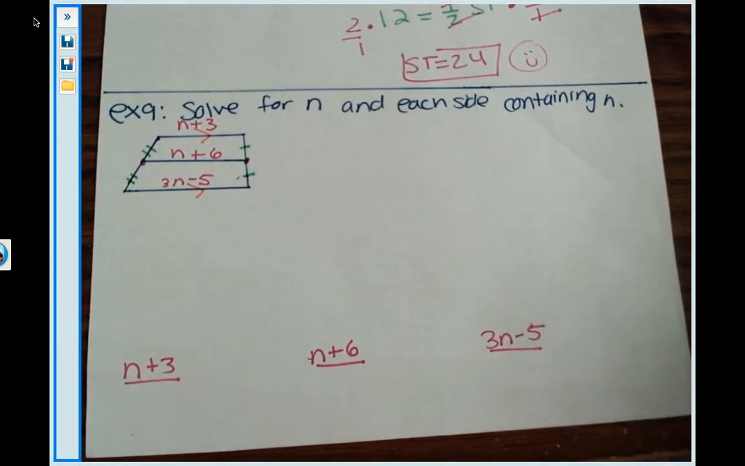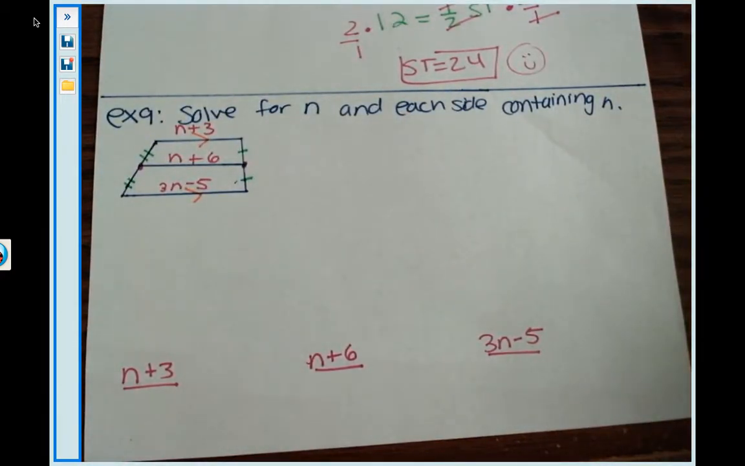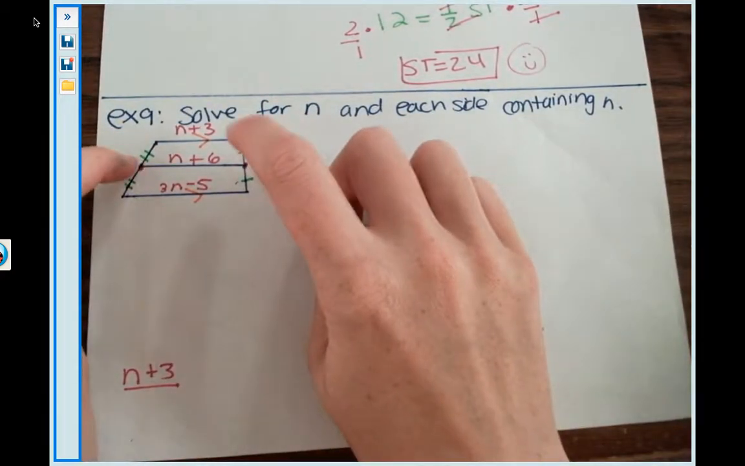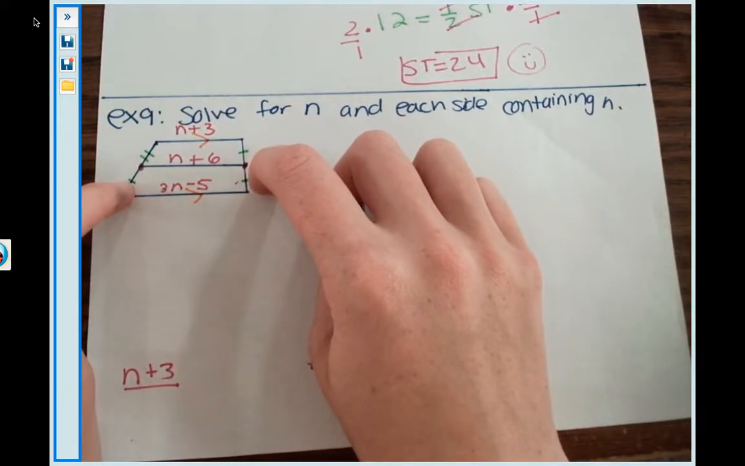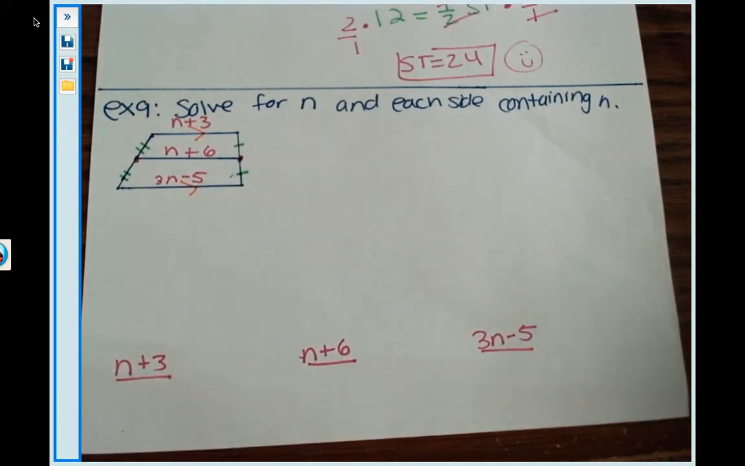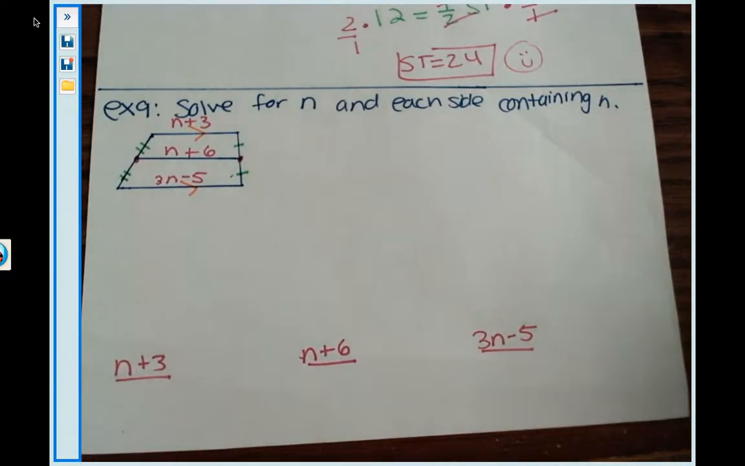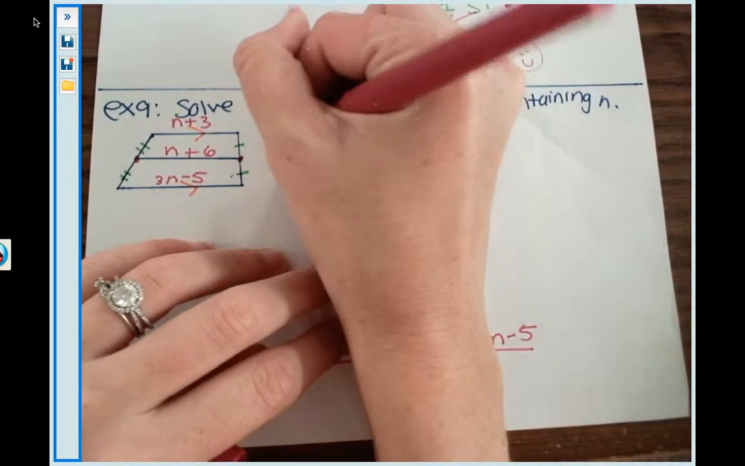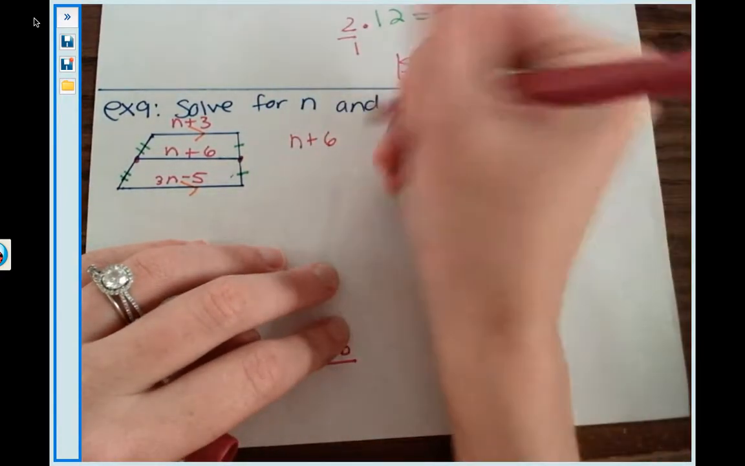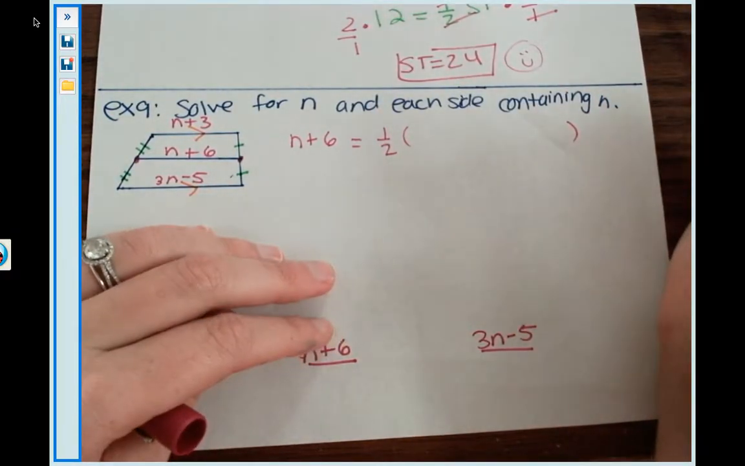So let's do this. All right, so which one of these pieces represents our mid-segment? Which one is connecting our two midpoints on each leg of the trapezoid? It is n plus 6. I got so excited I couldn't even say it. All right, so our first segment, n plus 6, will equal 1/2 the sum of both of our bases added together.